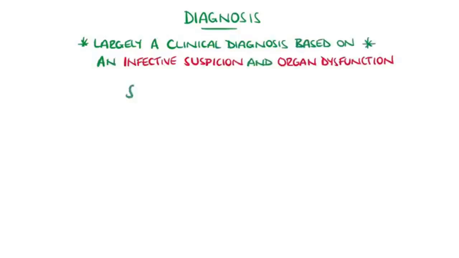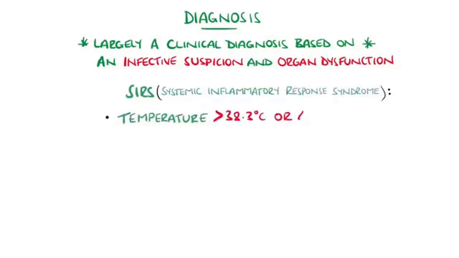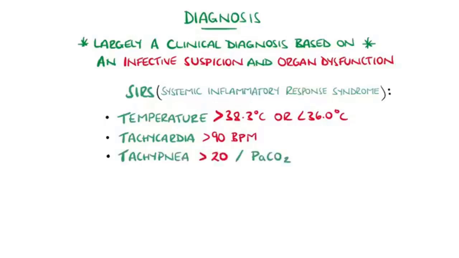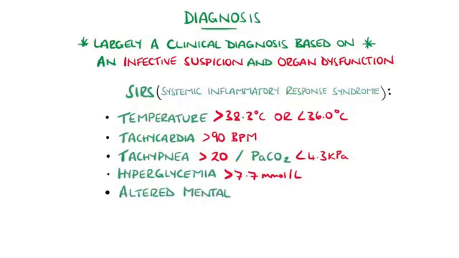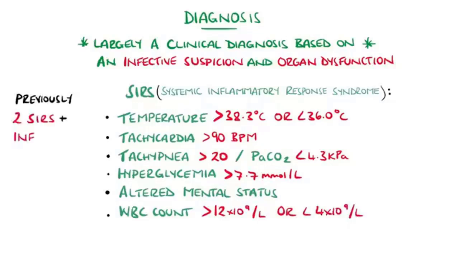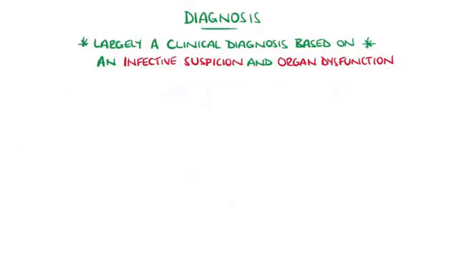The SIRS criteria, or Systemic Inflammatory Response Syndrome criteria, were previously used, which included 2 or more of the SIRS criteria, examples of which include a temperature above 38.3 degrees or below 36, tachycardia, tachypnea, hyperglycemia without diabetes, altered mental status, or a high or low white blood cell count. However, more recently, there has been a shift away from using these criteria and instead using the SOFA score, which stands for Sequential Organ Failure Assessment.